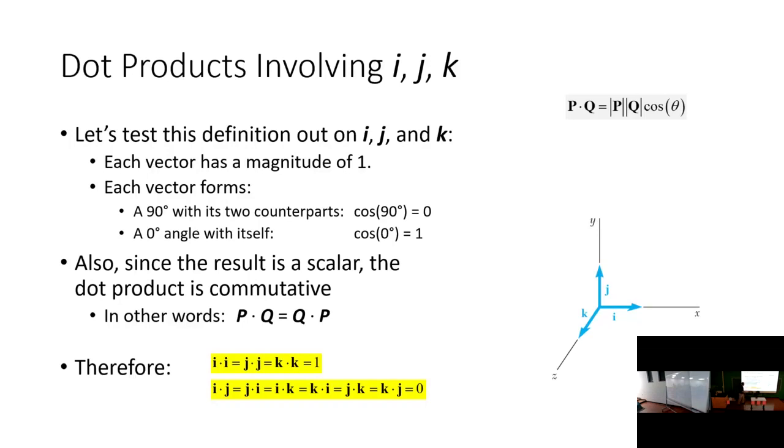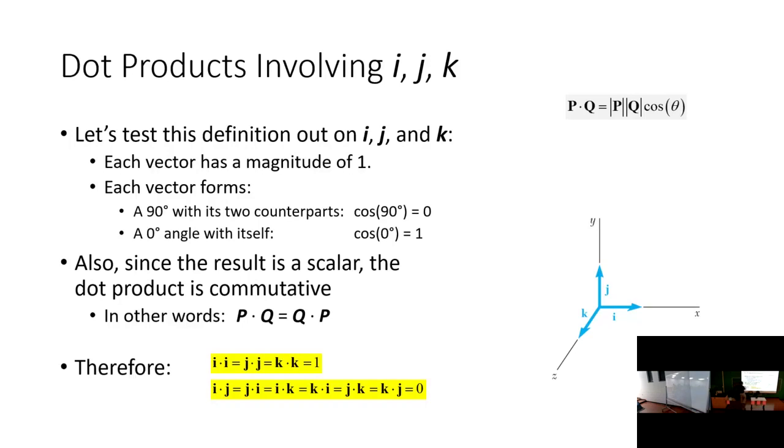Well, I dot I is going to be the magnitude of I times the magnitude of I times the cosine of, in this case, 0 degrees, because the angle between I and I is, well, it's 0. There's no angle between them, right? So we have 1 times 1 times 1, right? So if I take I and dot it with itself, I get 1. If I take J and dot it with itself, K and dot it with itself, I get 1. So anytime you take one of the unit vectors and dot it with itself, you get 1.